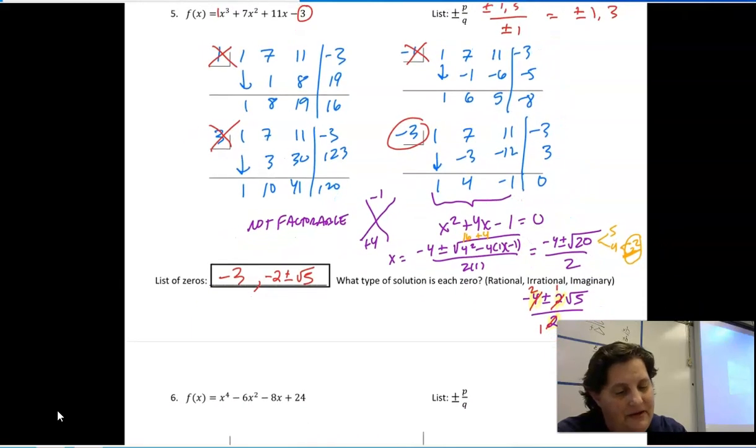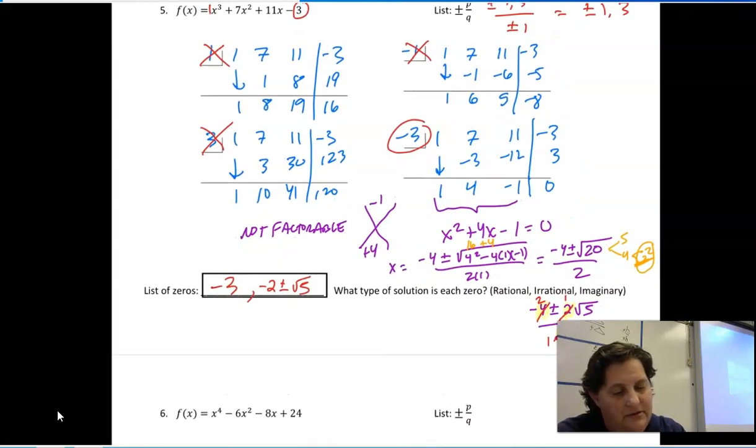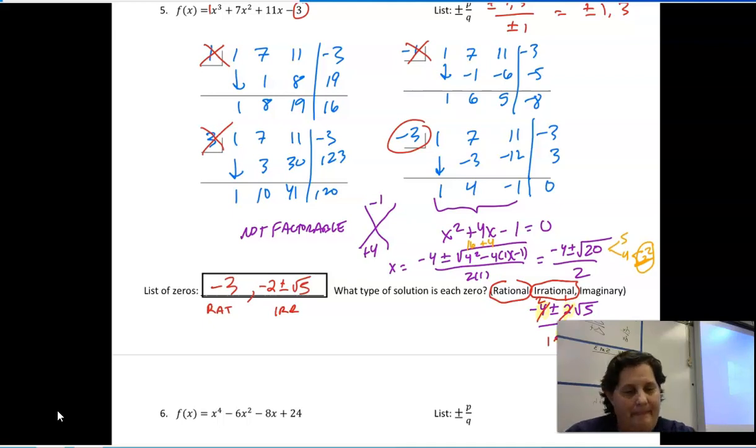Now, what types of solutions are these? Okay, well, they're different. This one is rational. Okay, the -3 is rational. These right here are irrational. Irrational means it basically has a square root in it. You need your calculator to figure out where it's going to be on the graph, but you could still graph it. I can put that on my calculator and get a decimal value, okay?